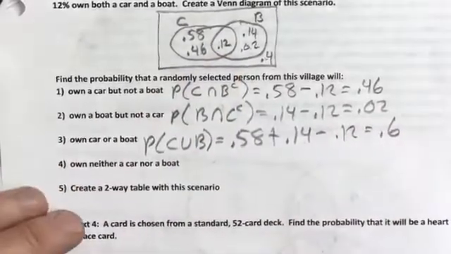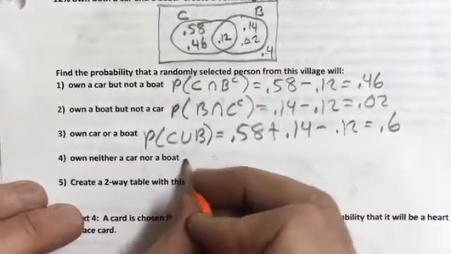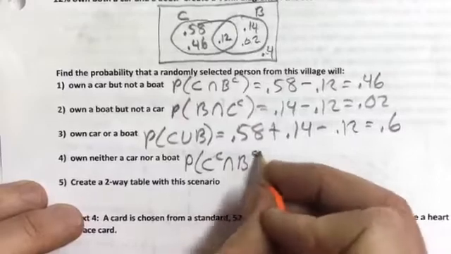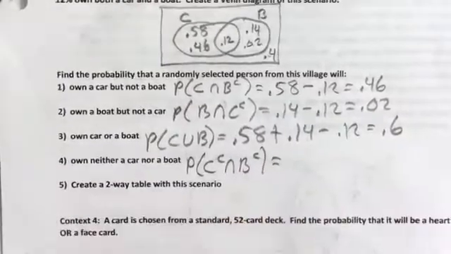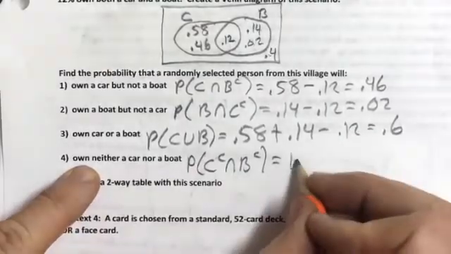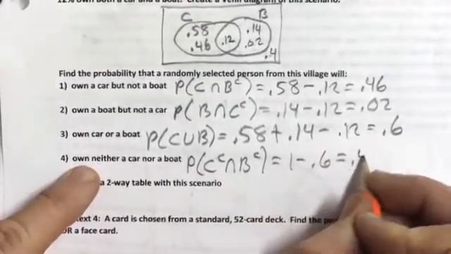Okay, so the probability of neither car nor boat, the probability of not car and not boat, is just 1 minus the probability of either. So this is just 1 minus 0.6, and that's 0.4.